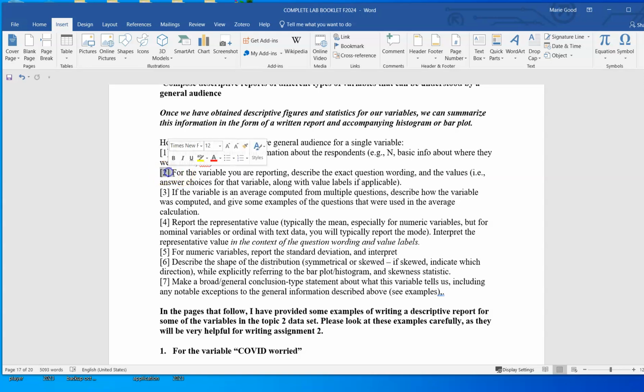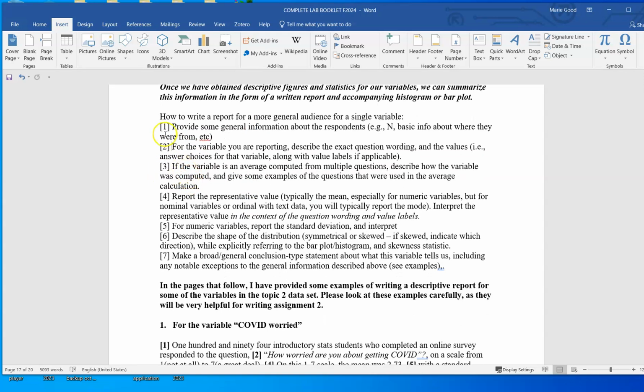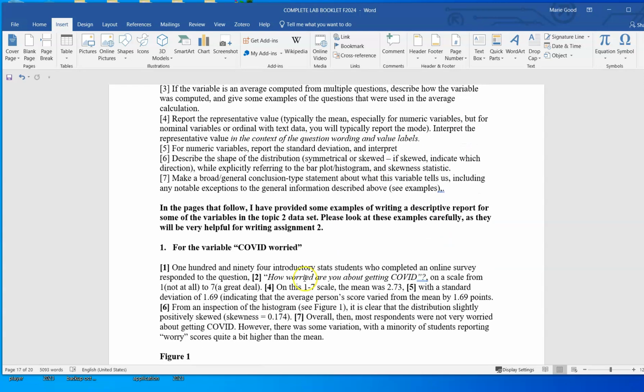Okay, number 2. Then for the variable that you're reporting, describe the exact question wording and the values. So for this, it's saying, they responded to the question, how worried are you about COVID on a scale from 1, which is not at all worried, to 7, which is a great deal worried.